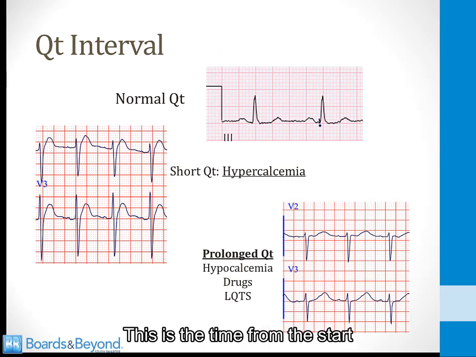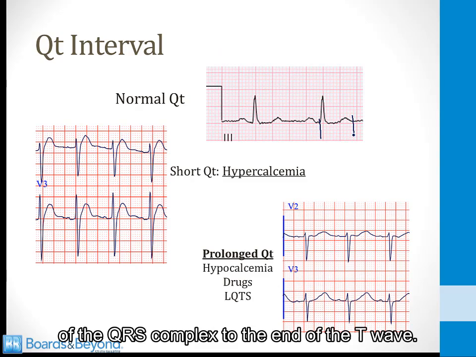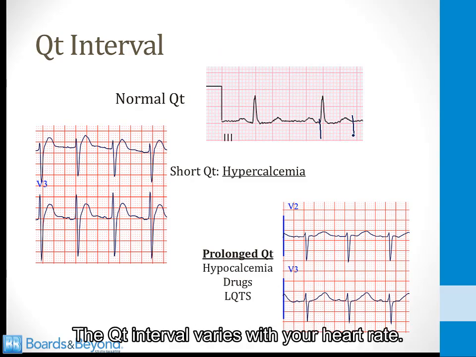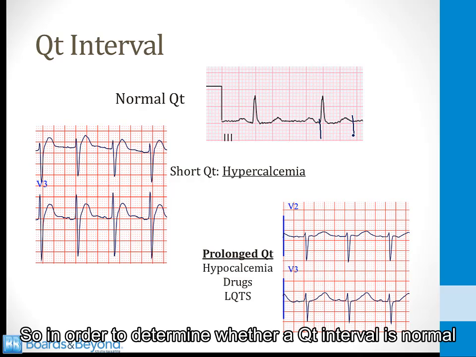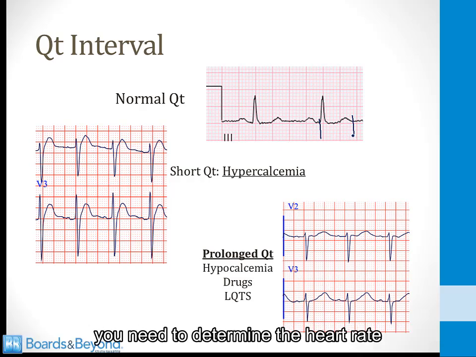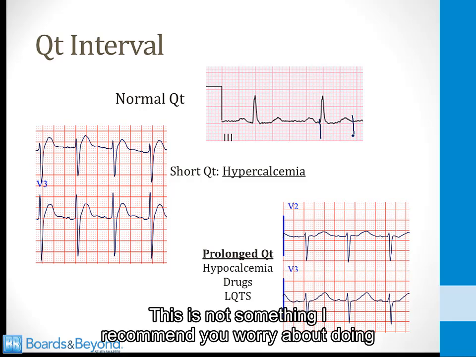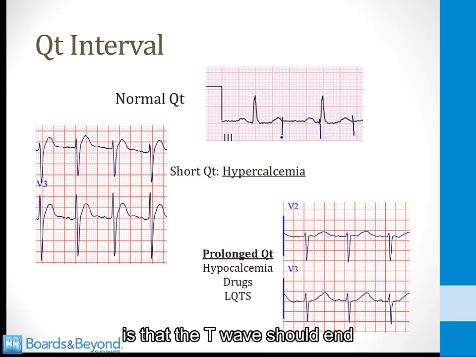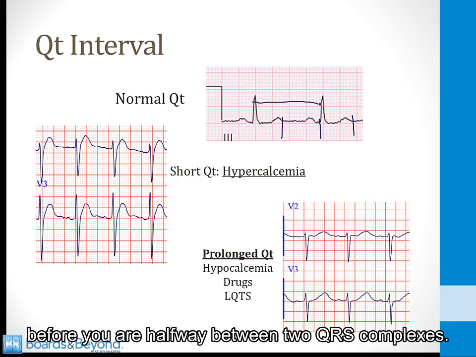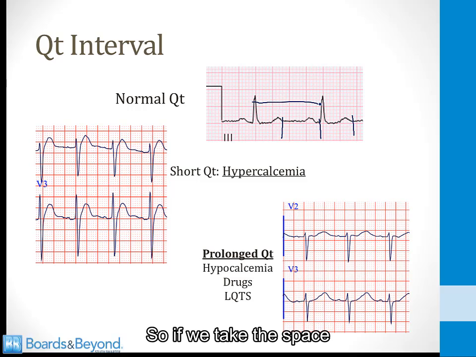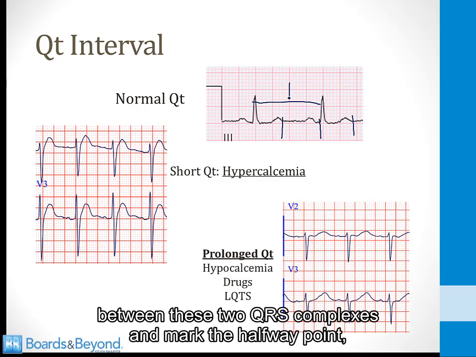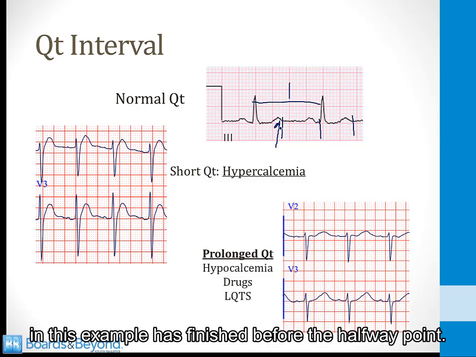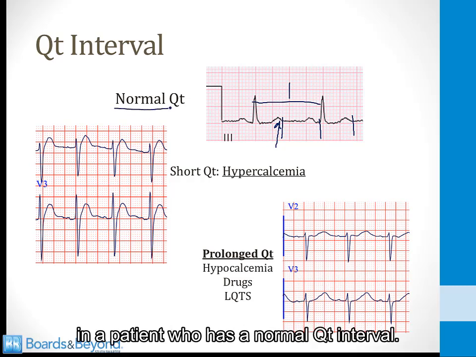Next is the QT interval. This is the time from the start of the QRS complex to the end of the T wave. The QT interval varies with your heart rate, so in order to determine whether a QT interval is normal, you need to determine the heart rate and then correct the QT interval. This is not something I recommend you worry about doing as a medical student. A rule of thumb you can use, however, is that the T wave should end before you are halfway between 2 QRS complexes. So if we take the space between these 2 QRS complexes and mark the halfway point, you can see that the T wave in this example has finished before that halfway point, and that's what you see in a patient who has a normal QT interval.